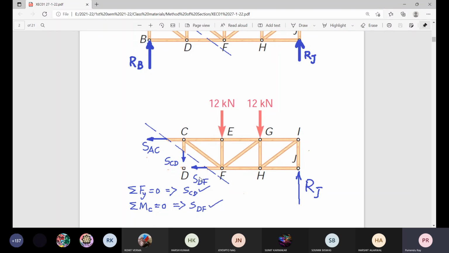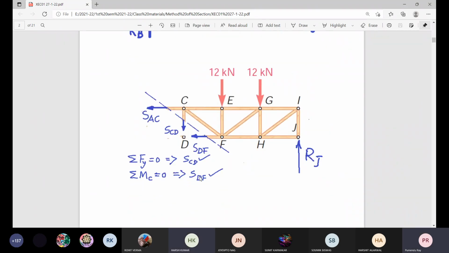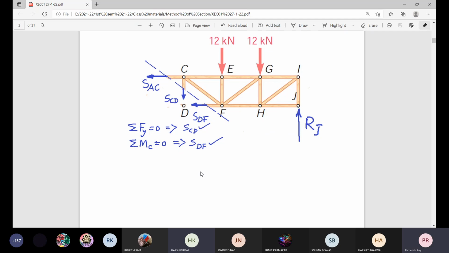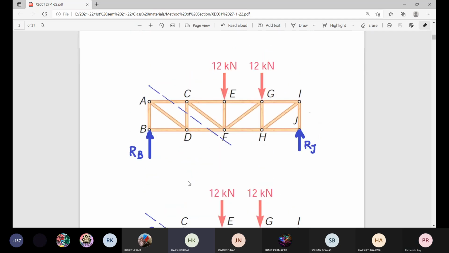Now you tell me, somebody was having some doubt. Okay. Yes, sir. Sir, while cutting the plane, which part will we consider and which part will we neglect, sir?